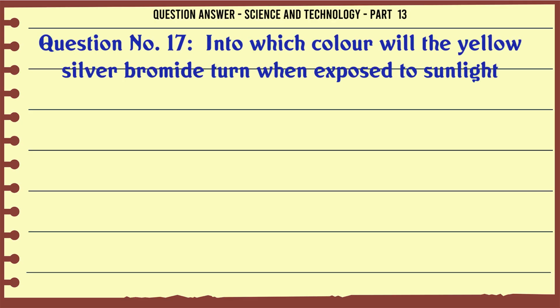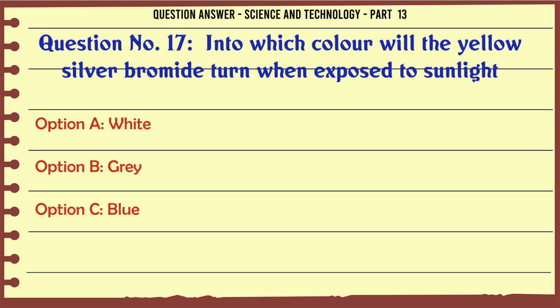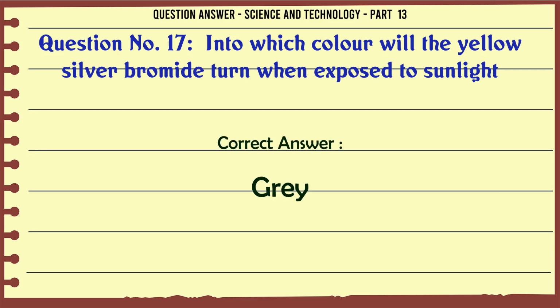Into which color will the yellow-silver bromide turn when exposed to sunlight? A. White. B. Gray. C. Blue. D. Red. The correct answer is gray.